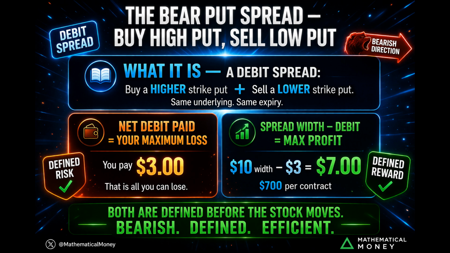You give up the profit below this lower strike in exchange for a premium that directly offsets the cost of leg 1. Because you pay more for the higher strike put than you collect for the lower strike put, you pay a net debit to enter. That net debit is your maximum loss. Your maximum profit is the spread width minus the debit paid. Both numbers are defined the moment you enter, before the stock moves a single cent in either direction.